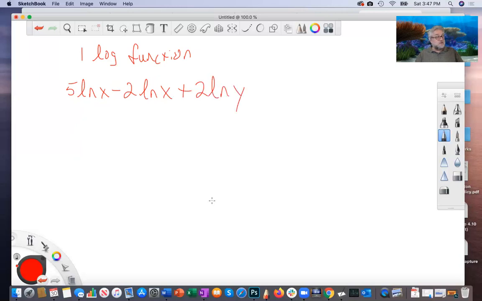Okay, so how are we going to do that? Oh, wait, I wanted to do this. There we go. Plus 2 minus all that stuff. Okay, so first I'm going to deal with these coefficients out front. I'm going to move those into the logarithm function as exponents.